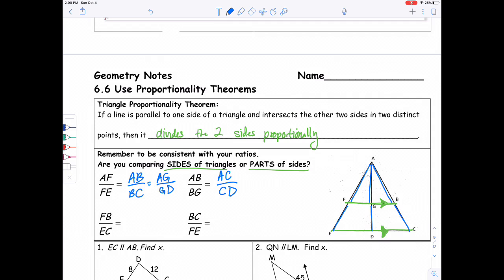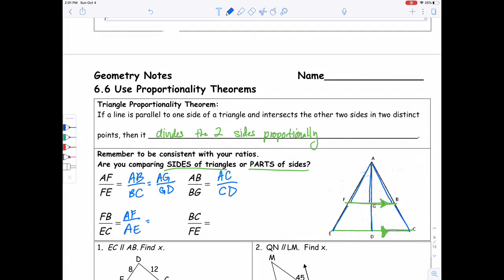FB over EC, so let's mark those. FB over EC. So again, asking yourself, are they comparing sides of a triangle or parts of a side? FB here is the whole bottom part of the smaller triangle, so this is a side of the triangle, and EC is also a side of the triangle. So let's compare the sides of the smaller triangle with the bigger triangle. AF is the side of a smaller triangle, AE is the side of the bigger triangle, so it would be AF over AE.